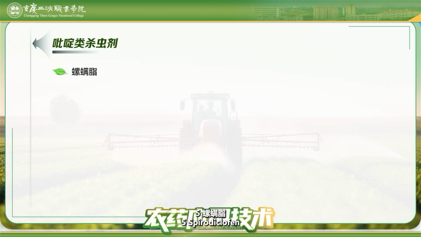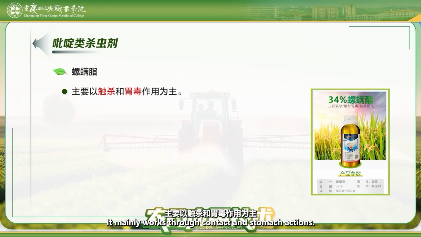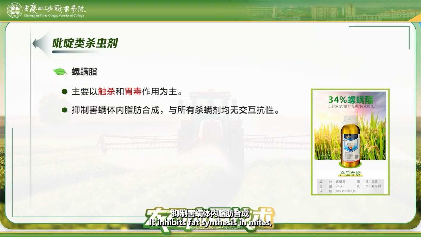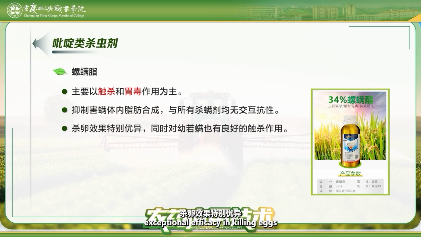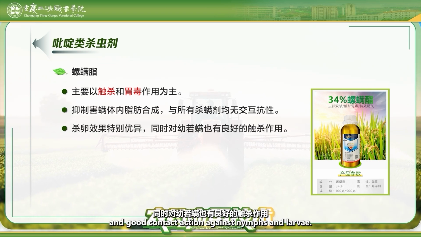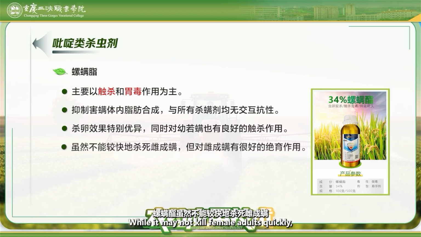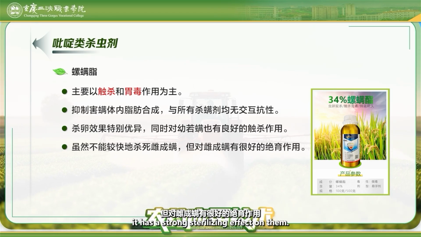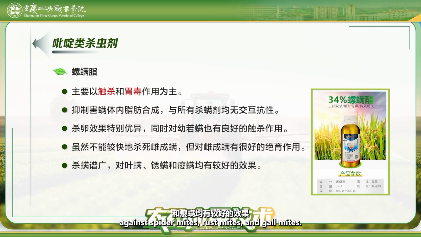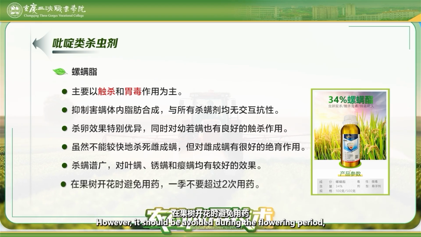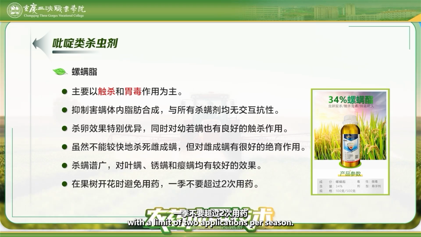5. Spirodiclofen. It mainly works through contact and stomach actions, inhibiting fat synthesis in mites with no cross-resistance to all other acaricides, exceptional efficacy in killing eggs, and good contact action against nymphs and larvae. While it may not kill female adults quickly, it has a strong sterilizing effect on them. With a broad acaricidal spectrum, it works well against spider mites, rust mites, and gall mites. However, it should be avoided during the flowering period with a limit of 2 applications per season.